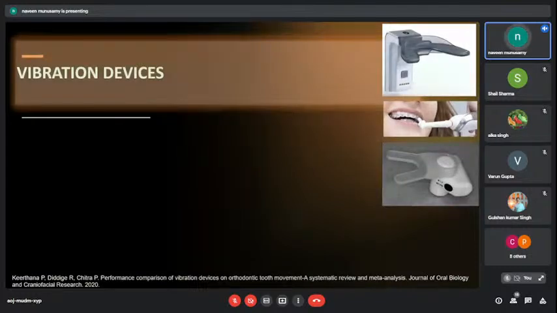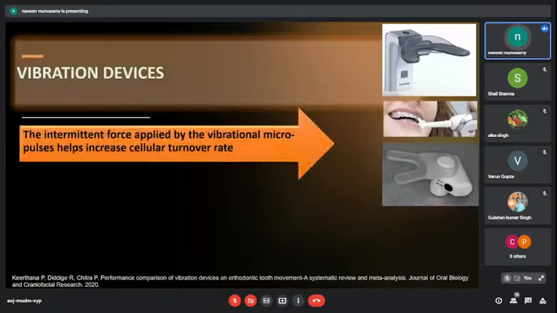The vibratory devices also work on the principle that whenever we apply intermittent force, it will cause vibration micro pulses, which will upregulate the RANK-RANKL pathway, leading to an increase in osteoclastogenesis, thereby increasing the rate of tooth movement.